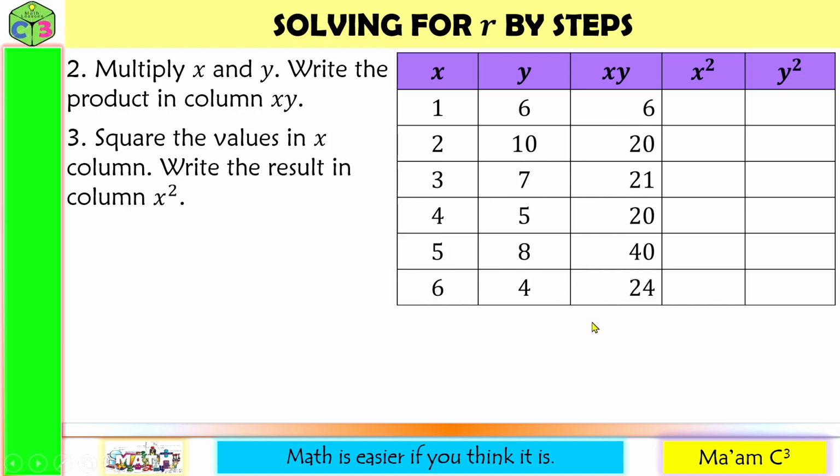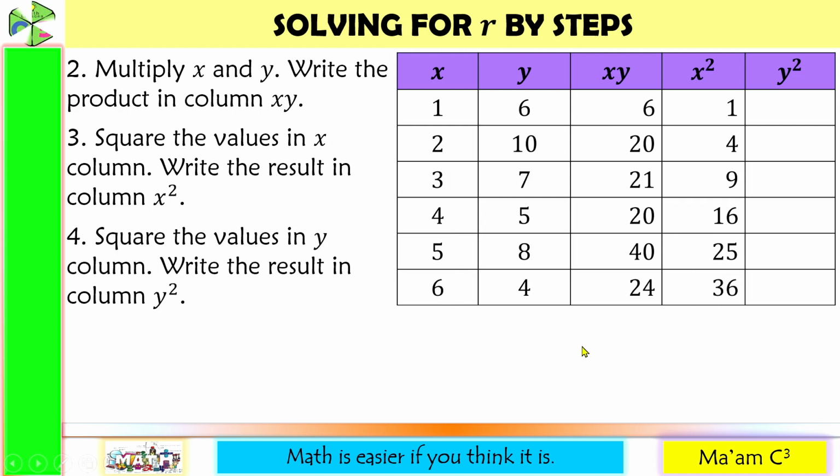Step 3, square the values in x column. Write the result in column x squared. So we're going to square the values in x column and write the result in column x squared. So 1 squared is 1, 2 squared is 4, 3 squared is 9, 4 squared is 16, 5 squared is 25, 6 squared is 36.